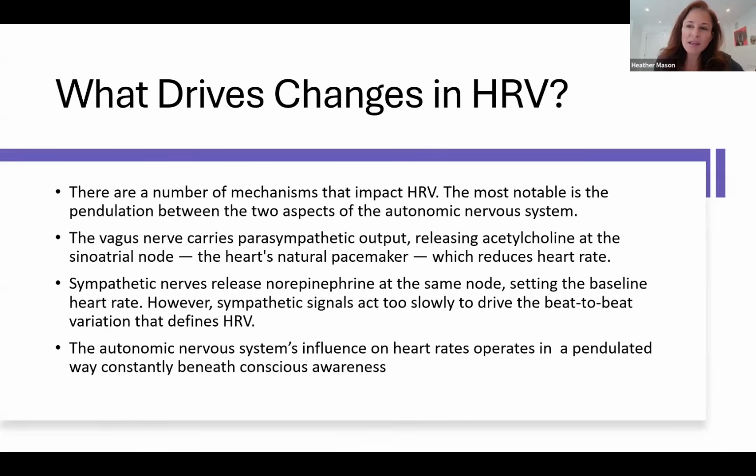Now, there are different mechanisms that are responsible for this variation in heart rate. We're not going to speak about all of them. We're only going to speak about one, which is the most potent and the most commonly discussed, namely the pendulation between the two aspects of the autonomic nervous system and their output to the heart. So the parasympathetic system, which reduces heart rate, and the sympathetic nervous system, which increases it, right? And that is what is leading to this variation in that heart rate.